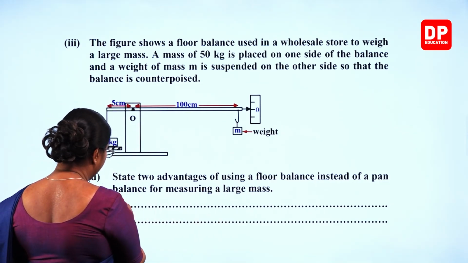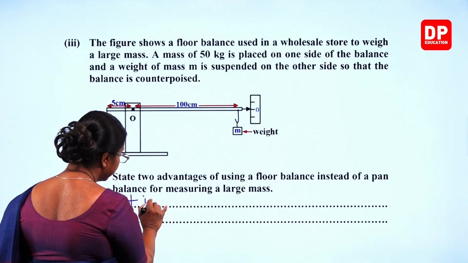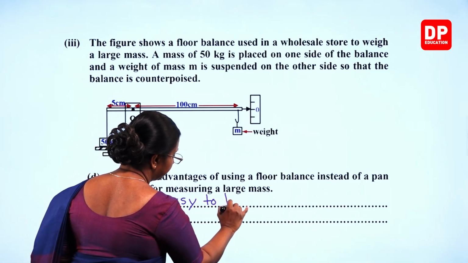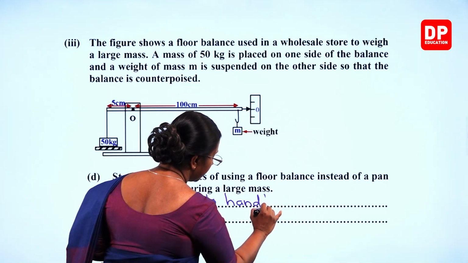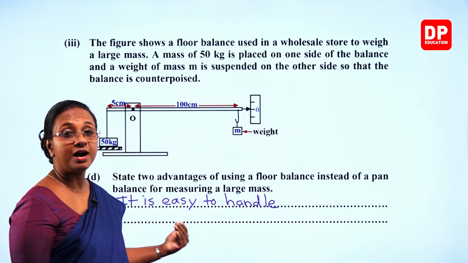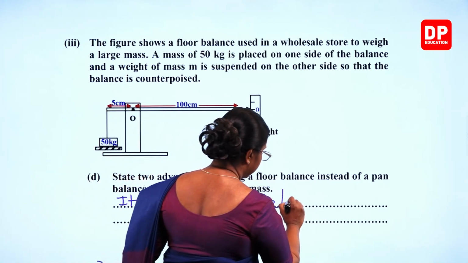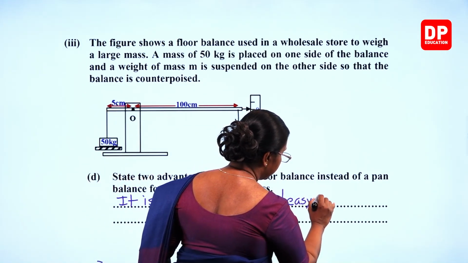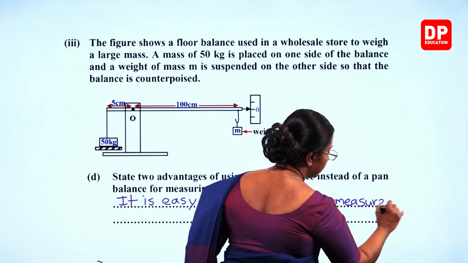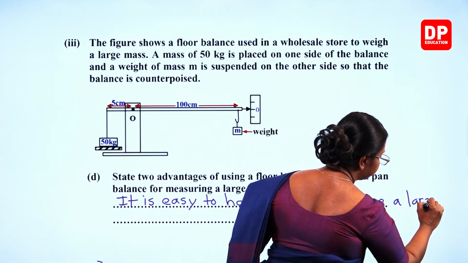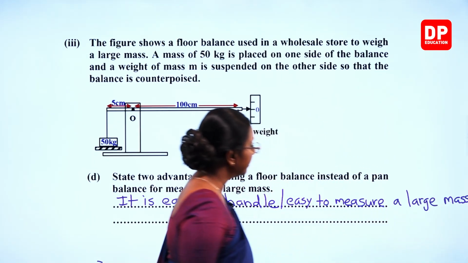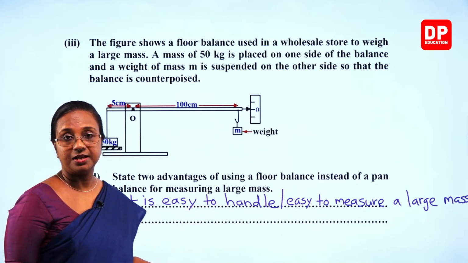So, that is one answer. It is easy to handle. Or you can say easy to measure a large mass. That is one advantage you can write.